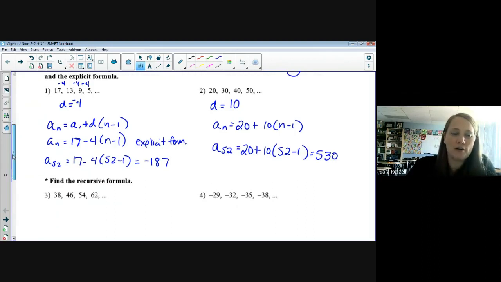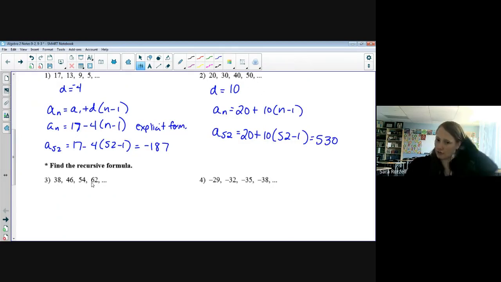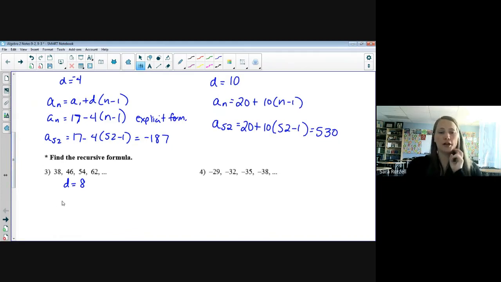Okay, all right, we're still on arithmetic. We're going to find recursive formulas. These are the ones that are a little more straightforward. What are we adding each time on number 3? 8, good. So our common difference is 8. So we'll write our recursive formula. I need 2 parts. First term, and then I'm going to put the part that has the change in it, which I already know my change is plus 8.